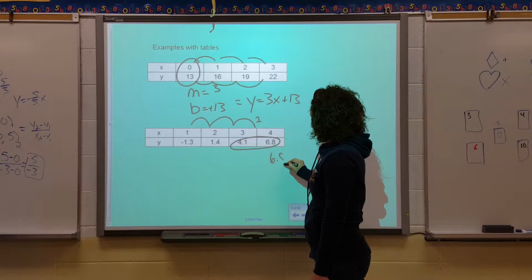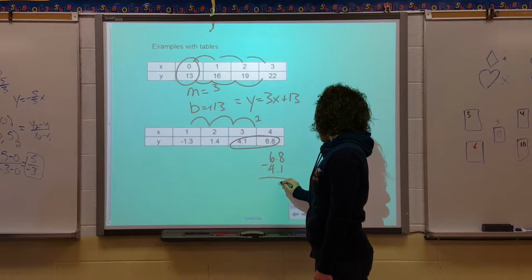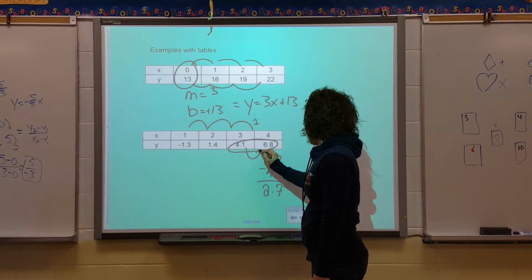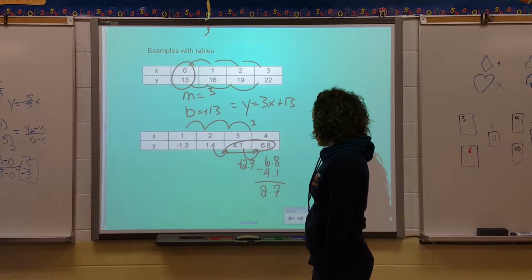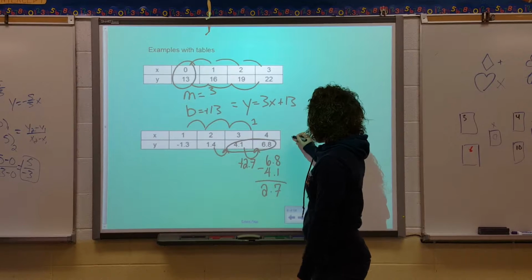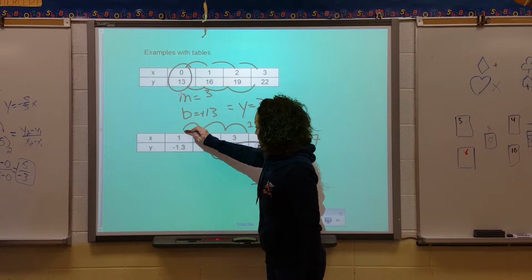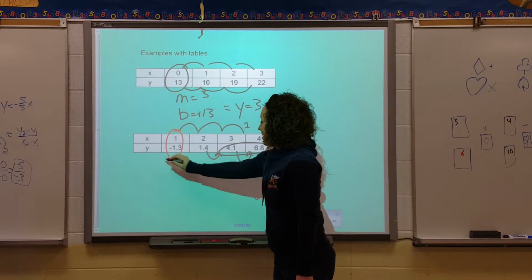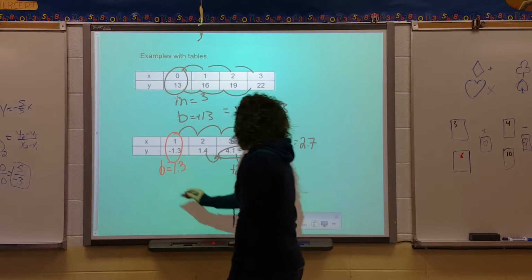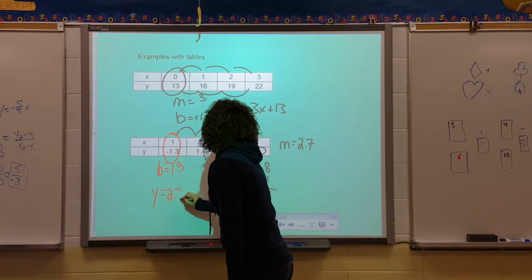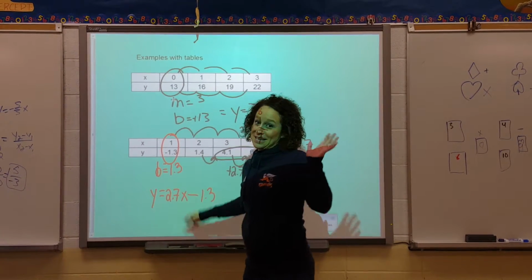So I'm going to do 6.8 minus 4.1. So the pattern that's happening each time is I'm adding 2.7. So my b value, well not my b value, my slope is my 2.7. But my b value is always the first one in the chart. So my b value is going to be negative 1.3. So I can easily write my equation as y equals 2.7 times x plus a negative 1.3. And I'm done. And I did it perfectly.